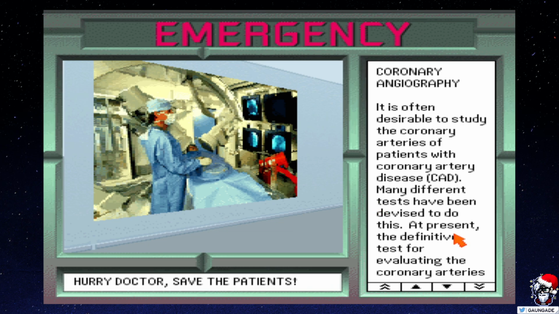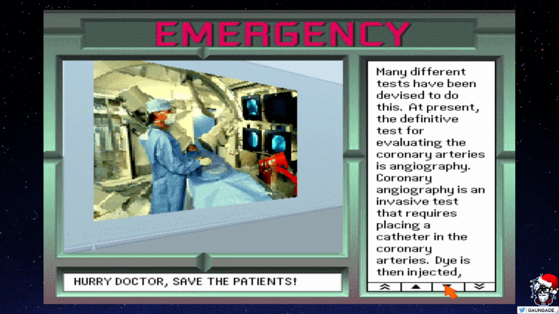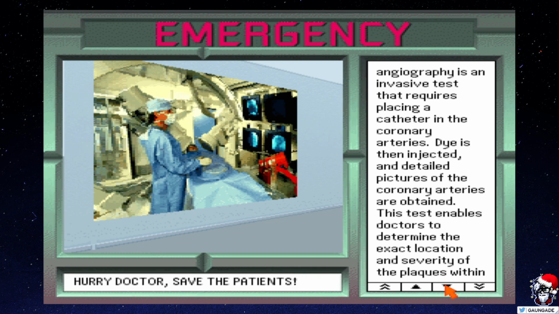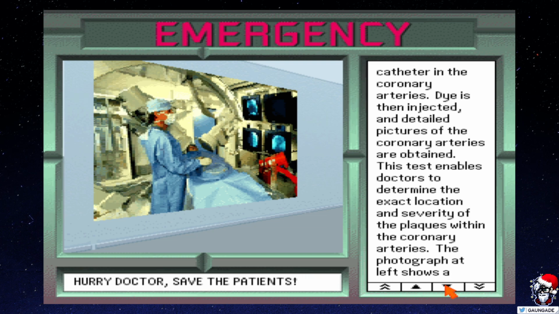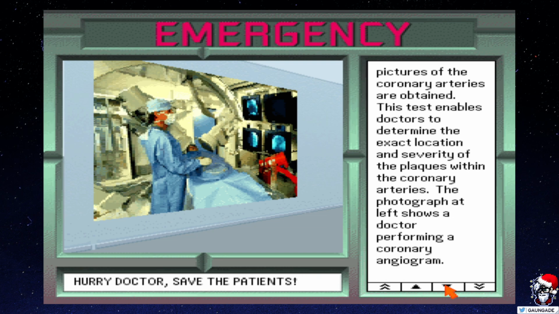Coronary angiography. It is often desirable to study the coronary arteries of patients with coronary artery disease. Many different tests have been devised to do this. At present, the definitive test for evaluating the coronary arteries is angiography. Coronary angiography is an invasive test that requires placing a catheter in the coronary arteries. Dye is then injected, and detailed pictures of the coronary arteries are obtained. This test enables doctors to determine the exact location and severity of the plaques within the coronary arteries. The photograph at left shows a doctor performing a coronary angiogram.